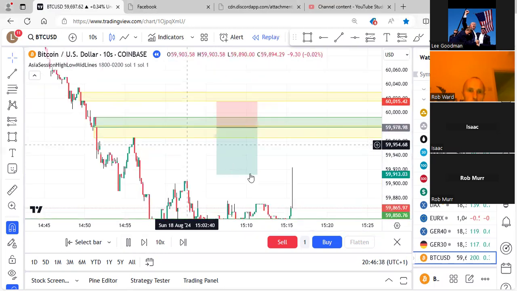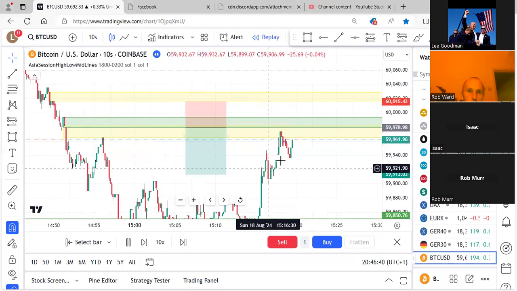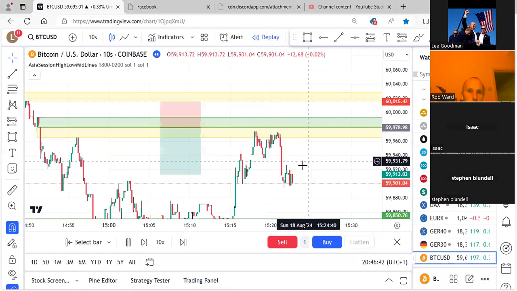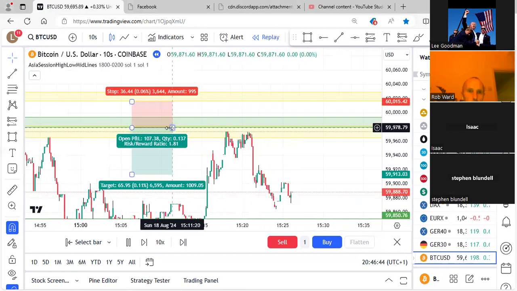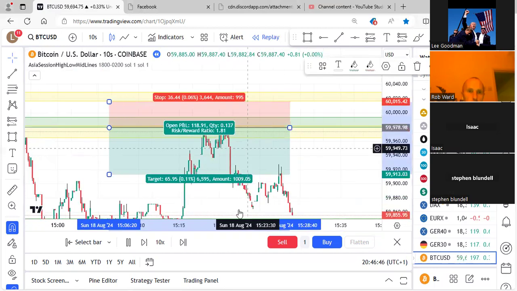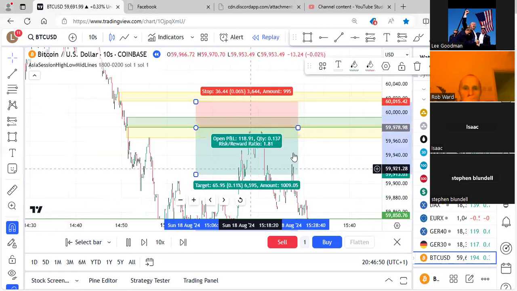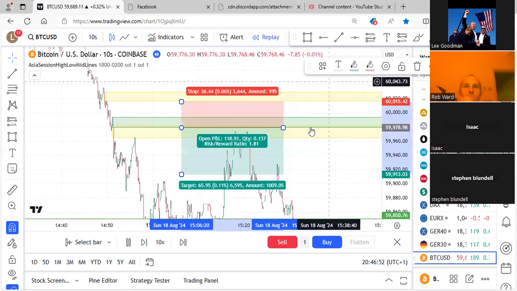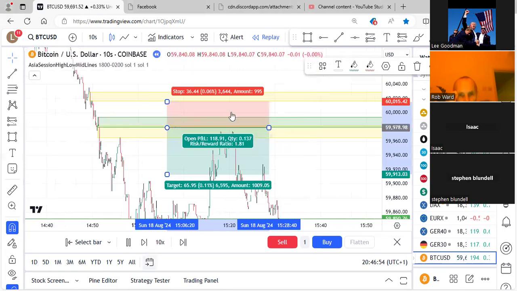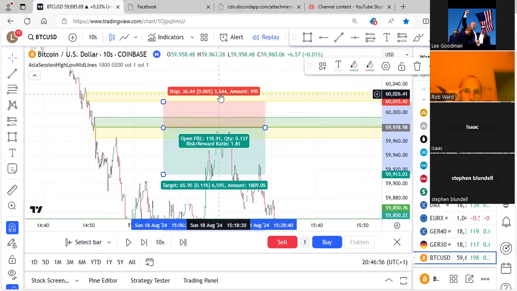I might be wrong, can't remember where it was, but if you was going to put a lot size on that, how many lots do you reckon you'd put? Good question, mate. So the way I work it out, you see the 36.44? Yeah, that's right. So say if you have one lot, you're risking $36.44 on that.